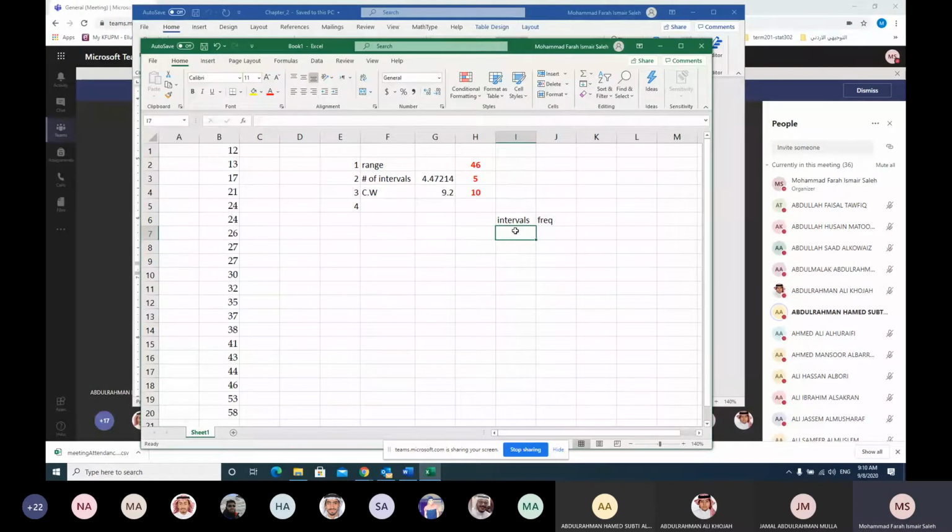The most important step is the first interval. We need to put two numbers, from where to where. The lower end point for the first interval, we can take it as the minimum. What is the minimum? 12. Then we can start from 12 to something.